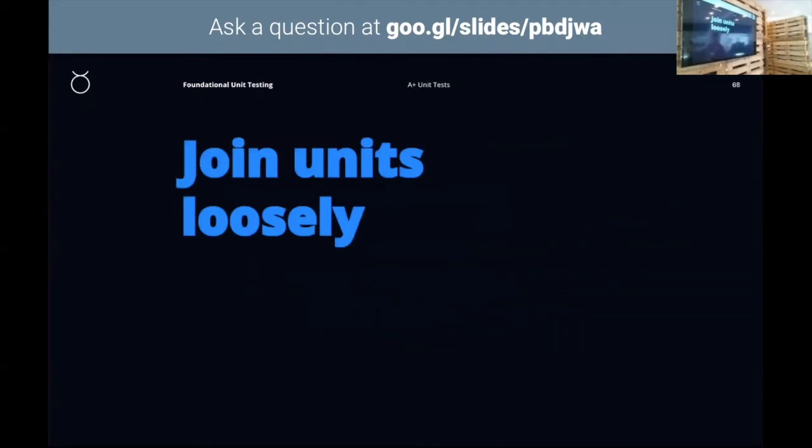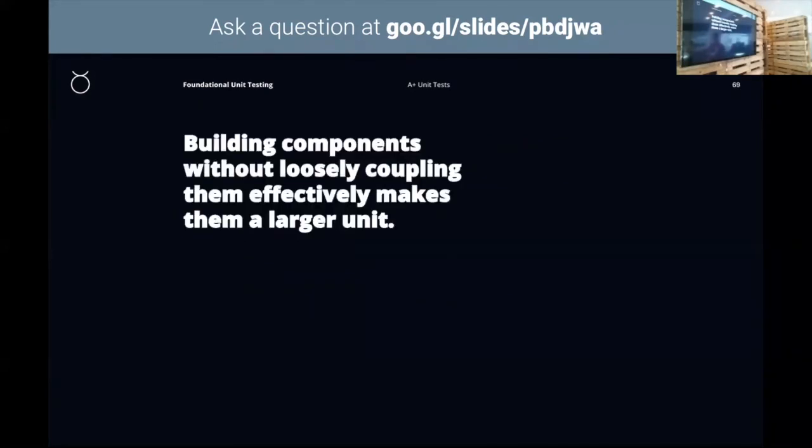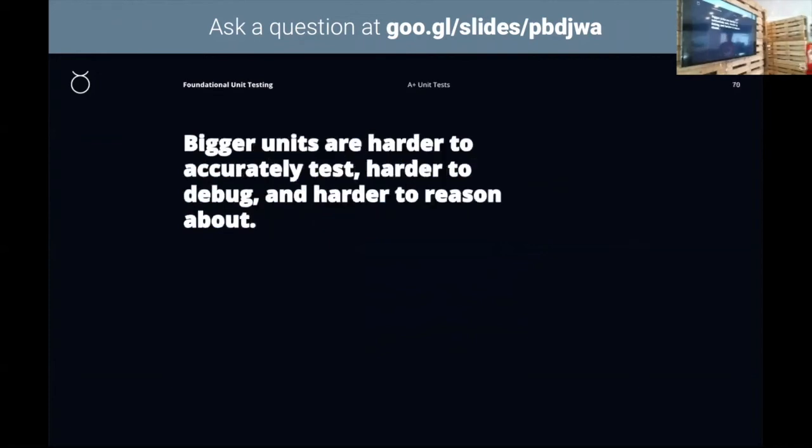Second thing is join units loosely. So if you start jamming things together tightly and say this thing has to talk to this thing in particular, you're actually just making a bigger unit. Just a super unit, I guess. So bigger units are harder to accurately test. They're harder to debug, and they're also harder to reason about because you've now got more moving parts all under one cover.